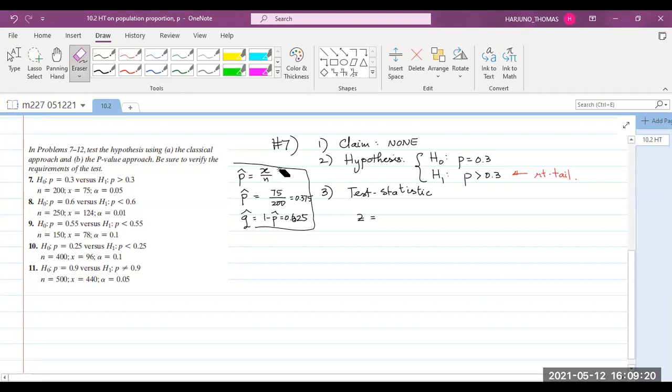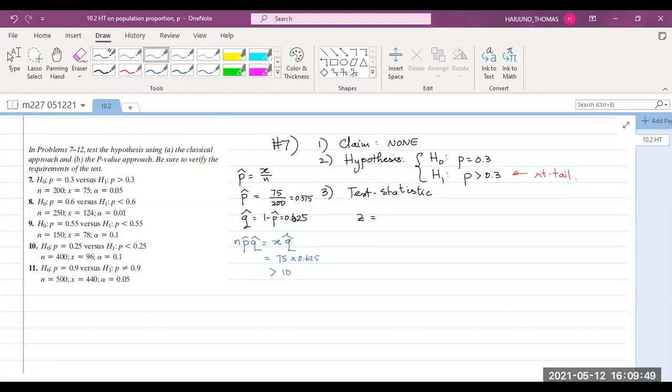Now, does this satisfy the requirement? N times P hat times Q hat. N times P hat is the number of successes, X, multiplied by Q hat. 75 times 0.625. Is it more than 10? You can see it's more than 10 already, so we can use this procedure.